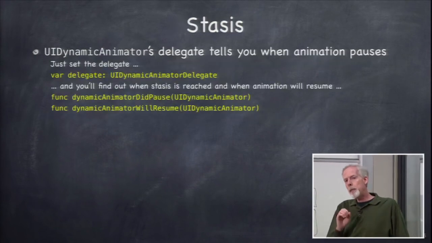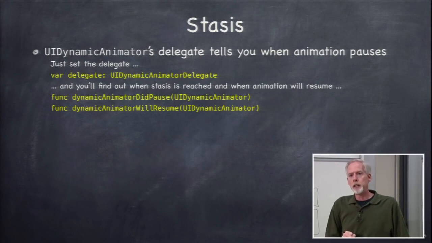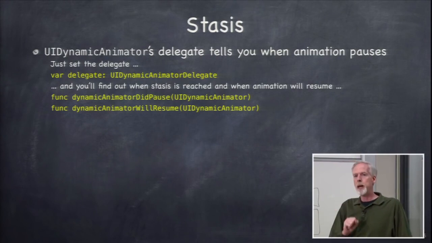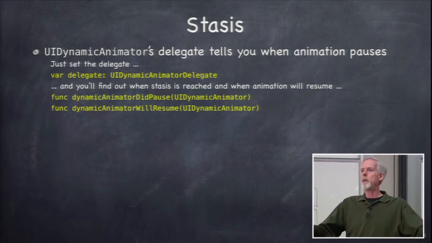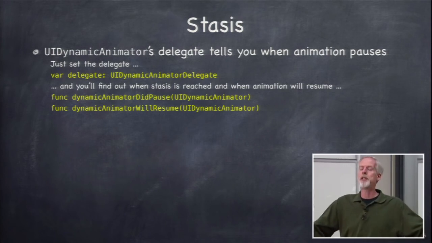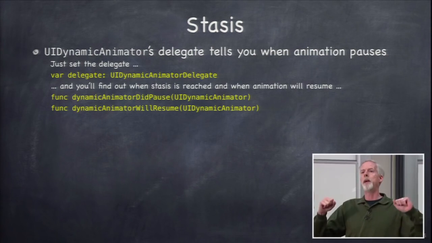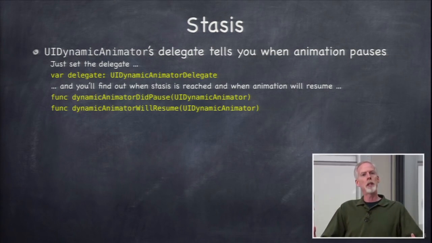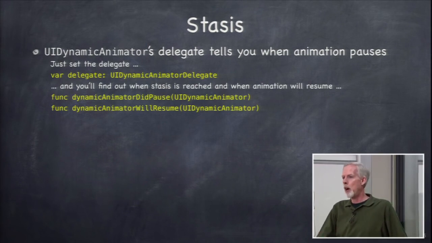The UI dynamic animator also has a delegate, just like the collision behavior has a delegate. The animator has a delegate, and it'll tell you only 2 things. It'll tell you when the animation has reached stasis. In other words, none of the behaviors need to do anything. Nothing is happening in the animator. Everything is still. And then it'll tell you when that's changed, and now things are animating again. So every time it pauses, it'll tell you, and every time it continues, it'll tell you. So that way you can tell what's going on.